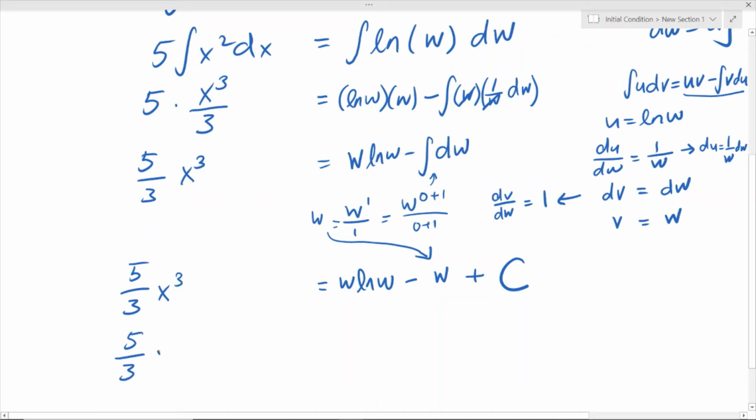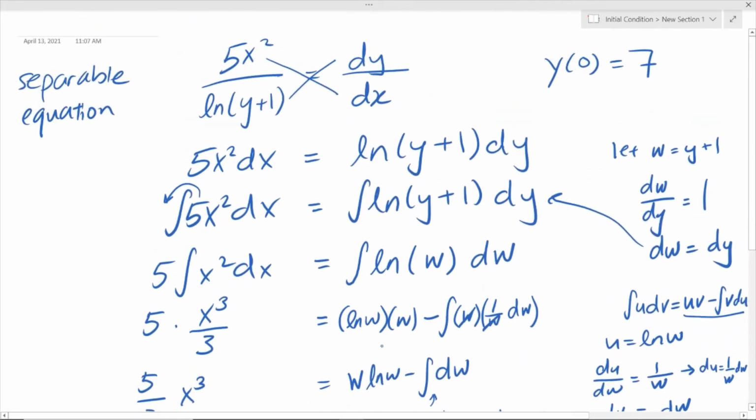So here we're just going to copy these. This is a w, so it's going to be y plus 1. This is a w, right? So ln of y plus 1. This is a w, so y plus 1, and plus c, like that. And now we pretty much have our equation. But we are not done yet. We have to basically satisfy this initial condition.